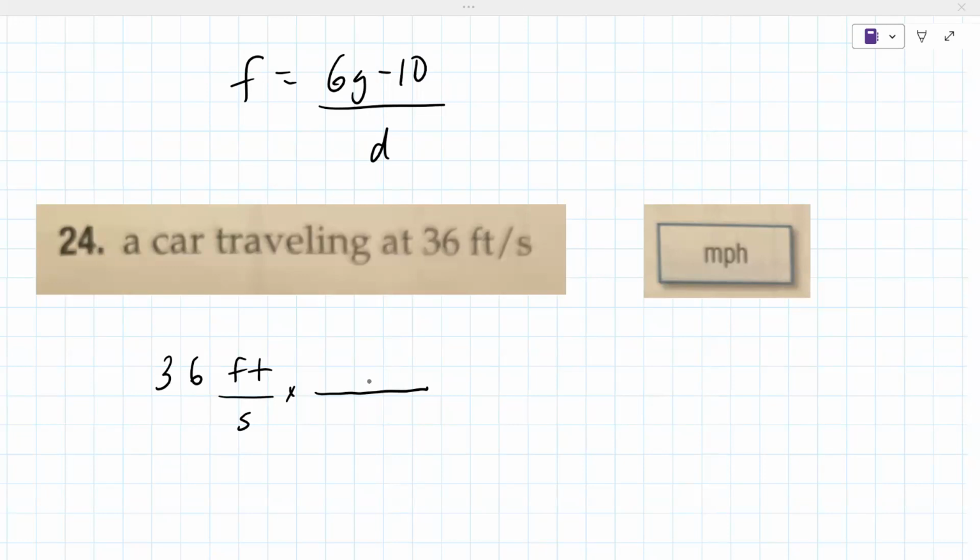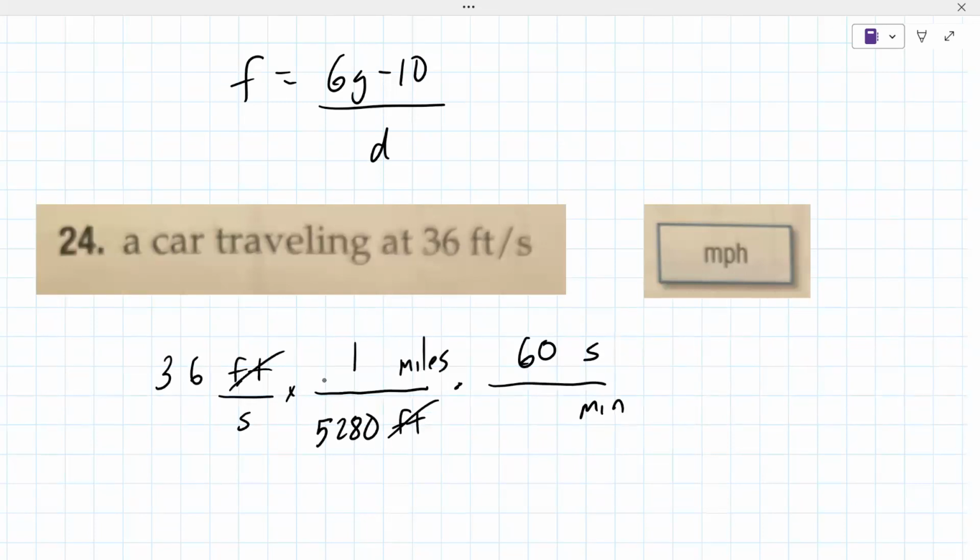Okay. So the way you convert them is you convert one and then the other. So let's do the feet first. You put feet down on the bottom, miles up top. So 1 mile is 5,280 feet. So that takes care of the feet. The seconds, you put seconds on top. You can't go to hours, but you can go to minutes. There's 60 seconds in 1 minute. So that cancels with the seconds.